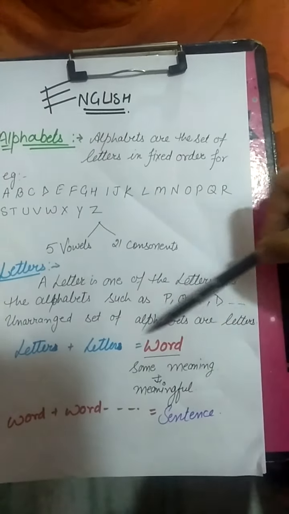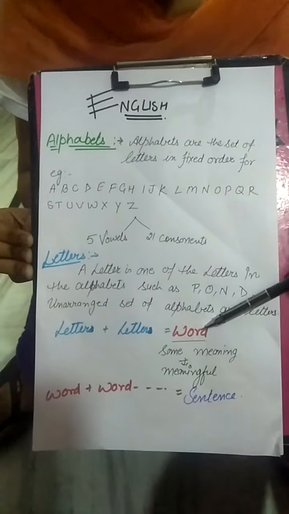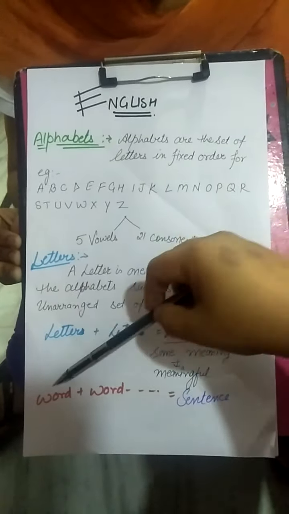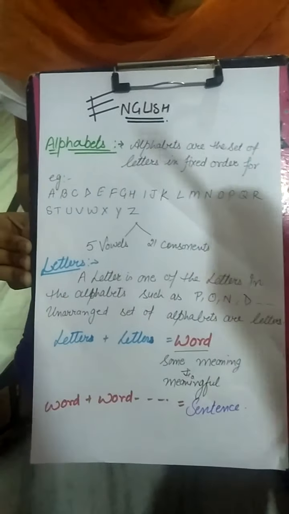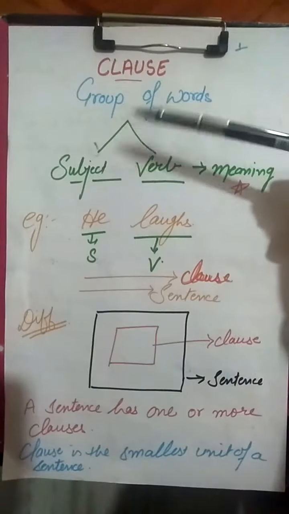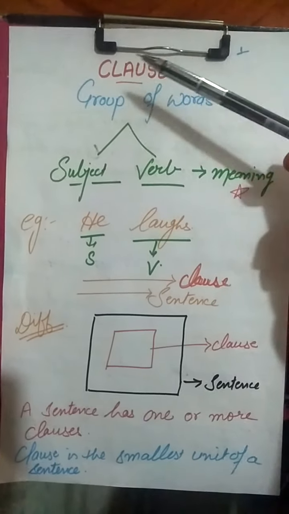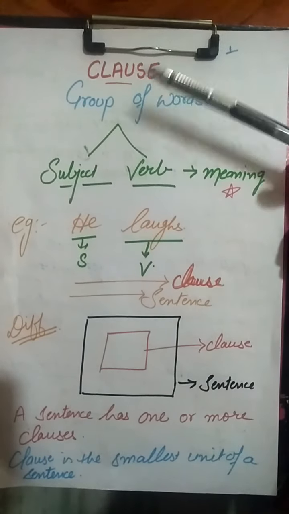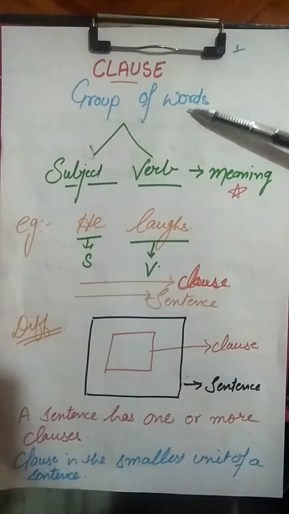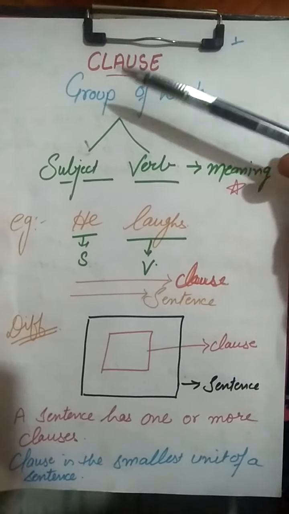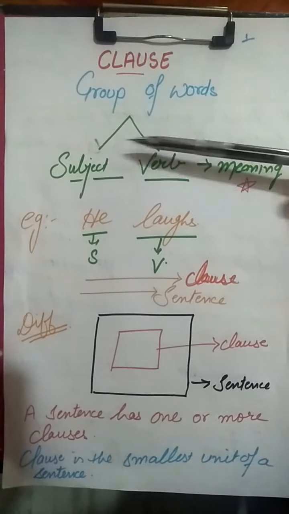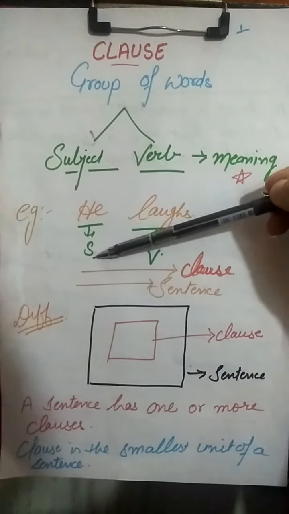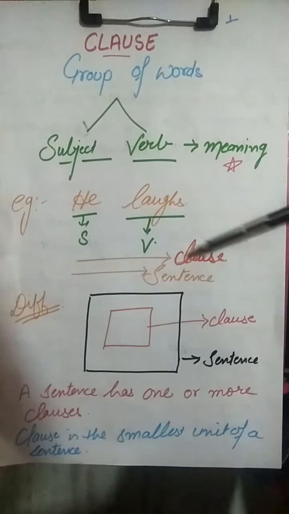When we join a few letters, it becomes a word, and a word definitely has some meaning. It is meaningful. So when we join a few words, then it becomes a sentence. Here in this class, the whole role is of sentence and the clause. So, what is a clause? According to chapter number 1, the grammar study, the first part is clause. A group of words is called a clause. A clause is a group of words having a verb and a subject, and definitely it will have a meaning. For example, he loves. He is the subject, loves is the verb. So it is a clause.